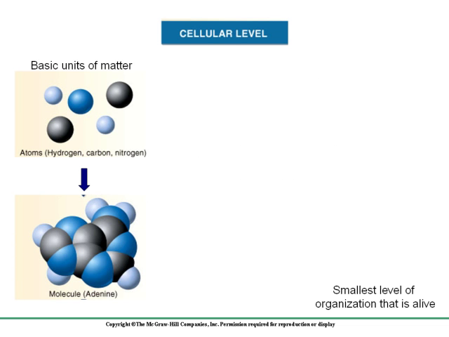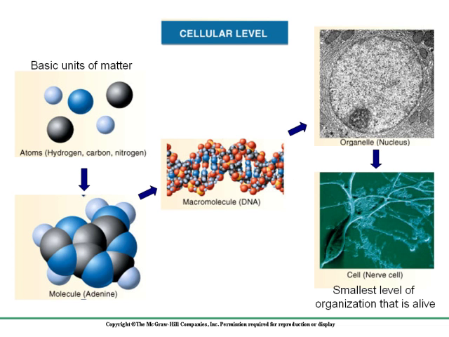Let's look at this as an example. First of all, at the subcellular level, we have basic units of matter. We have atoms of elements. For instance, the elements hydrogen, carbon, nitrogen. These atoms are going to come together and form what are called molecules. In this particular case, these elements above are coming together to form adenine, which is a type of molecule that is going to be used to form DNA.